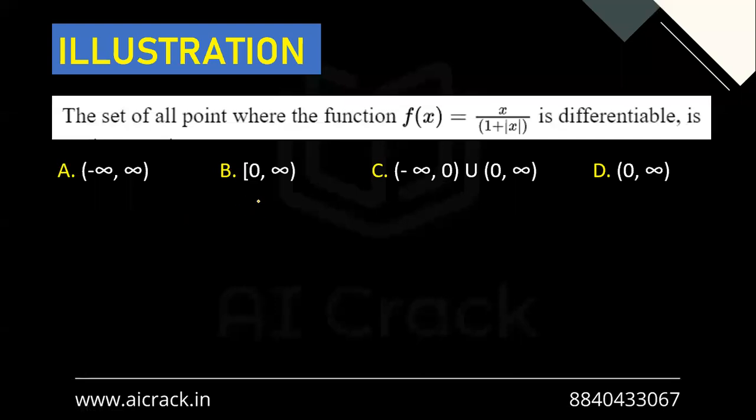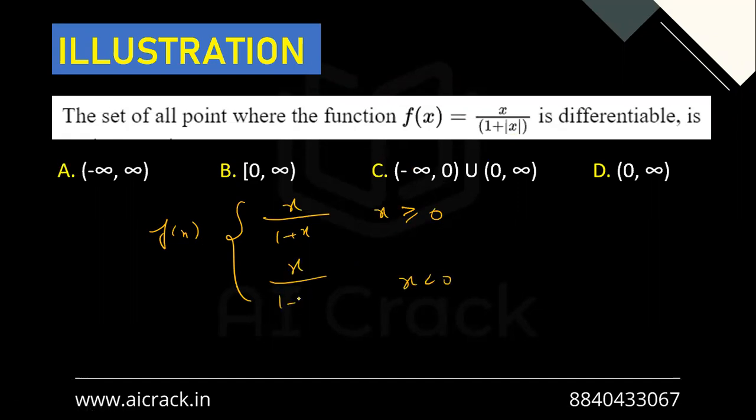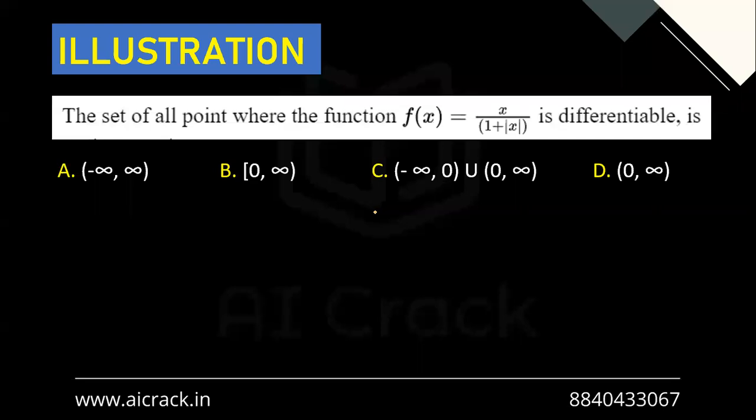Now the critical point over here is 0. So let's try to open up the definition of the function. That would be x upon 1 plus x, where we are opening mod x as x, which is positive when x is greater than or equal to 0. And in case of x less than 0, that would be x upon 1 minus x, right? Now we can clearly say that 0 is the point where the definition of the function is changing, so we have to check at the point 0. At all the other points, the function is continuous and smooth, so that's why it's differentiable. So the only point of worry is the critical point, that is 0.